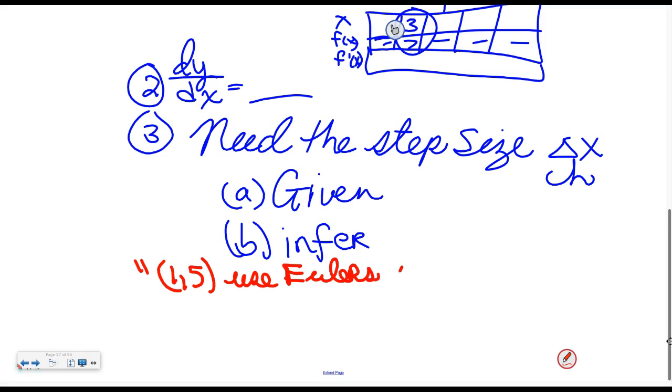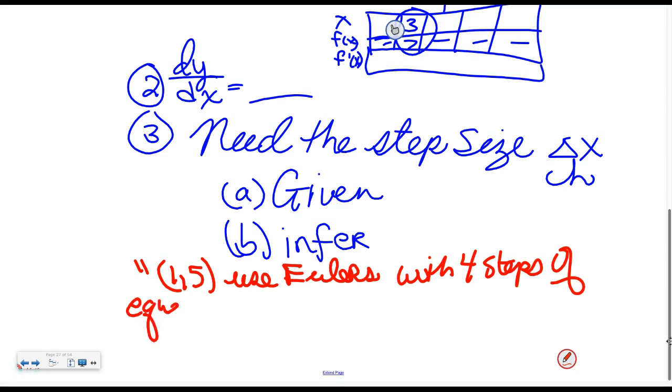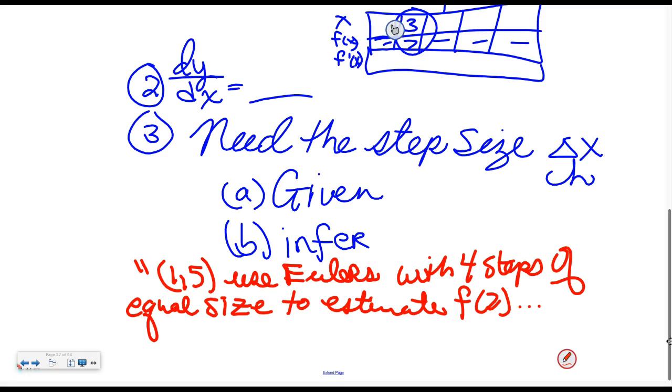Use Euler's with 4 steps of equal size to estimate f(2). Then you need to infer the step size. You're going to be at 1, you're going to estimate what happens at 2 in 4 steps. What's your step size? What is it? I can't hear you. 0.25. Yeah, a fourth. Exactly. For you to go from 1 to 2 in 4 steps.